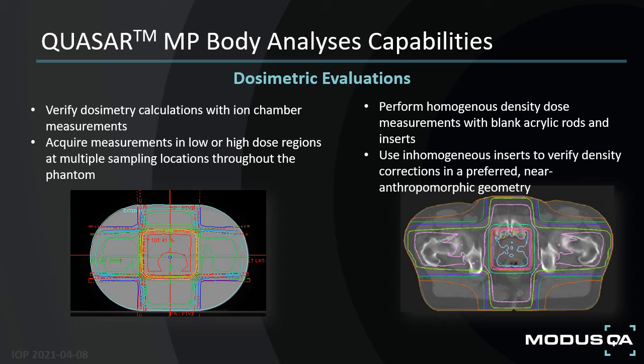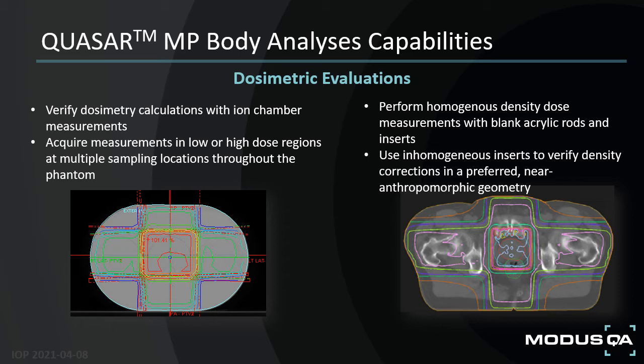lung. In addition to this, physicists also have the option to fill the phantom openings with completely blank acrylic rods and inserts in order to provide a testing environment where homogeneous density dose measurements can also be performed. In contrast to this, the seeded insert series that we talked about previously is also available for use, so physicists can also verify the density correction in an inhomogeneous environment as well.